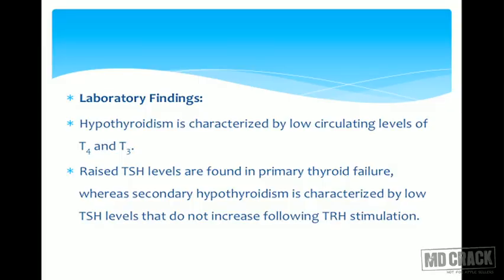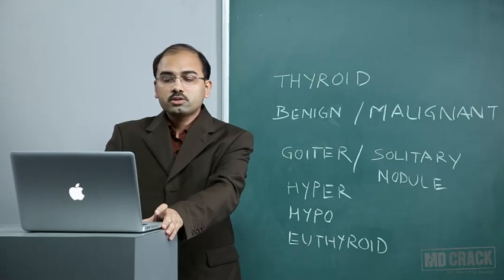Laboratory findings are seen in the form of low circulating levels of T4 and T3. Raised TSH levels are found in primary thyroid failure, whereas secondary hypothyroidism is characterized by low TSH levels that do not increase following thyrotropin releasing hormone stimulation.